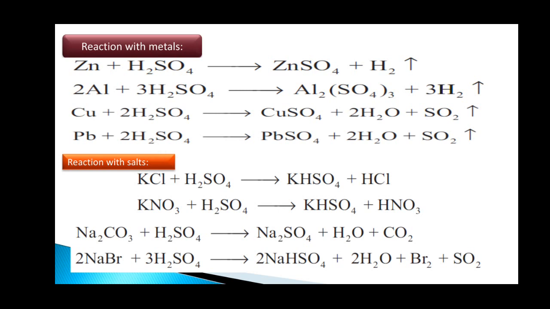Dilute sulfuric acid reacts with metals like tin, aluminium, and zinc to give the corresponding sulfates. With dilute acid, H2 gas is liberated, and when concentrated, sulfur dioxide is liberated. So the condition is that dilute sulfuric acid reacts with metals like tin, aluminium, zinc to give the corresponding sulfate.